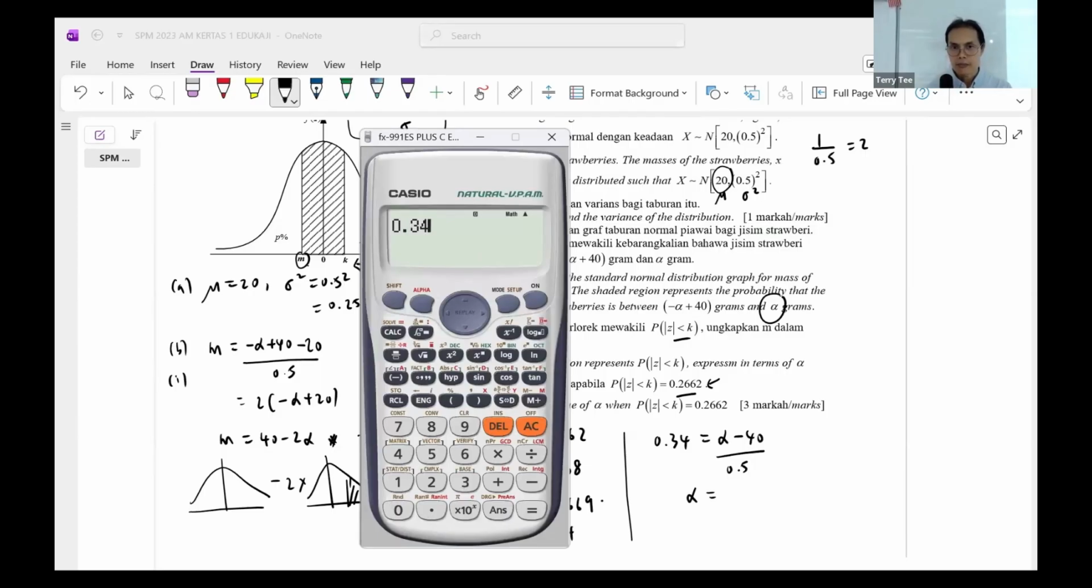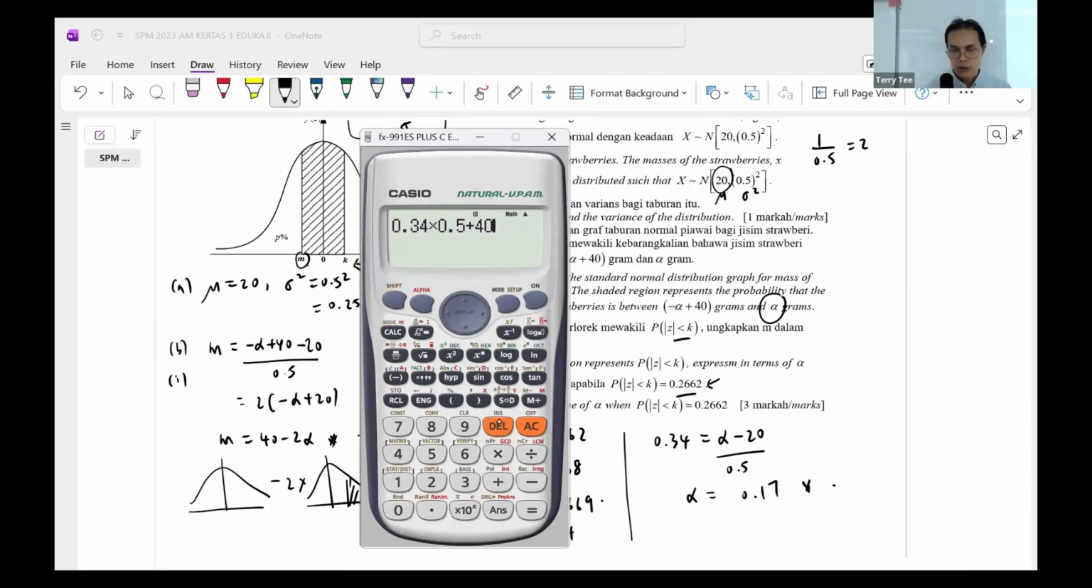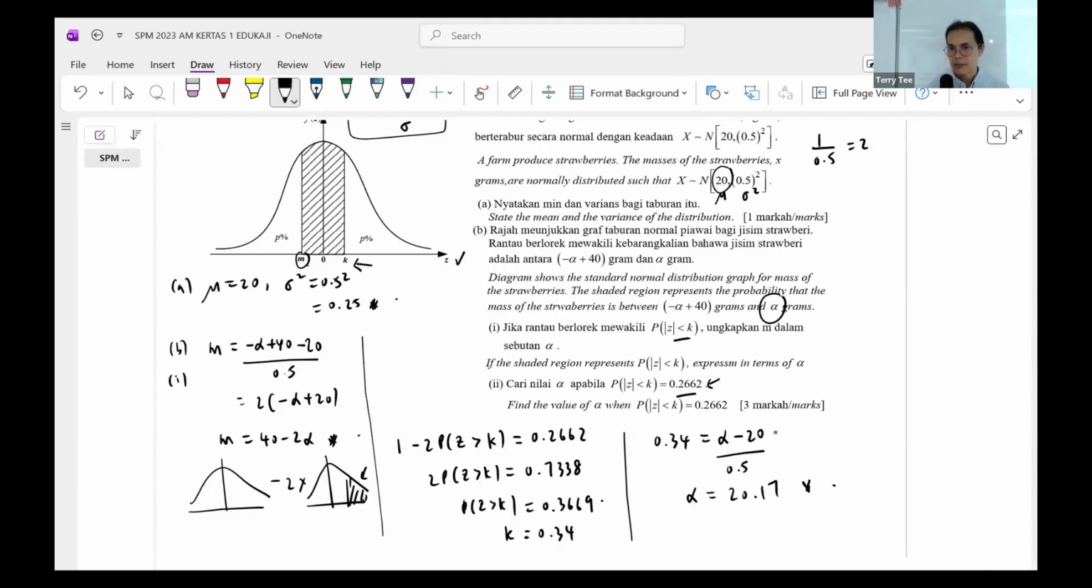Okay, so let us take 0.34. You multiply by 0.5. Then you plus with 40. What's your alpha? 40.17. Yeah, that's it. This is 20, not 40. So it's 20. Your mean is 20. So half of 0.34 plus 20. Your answer is 20.17, not 40.17. Yeah, your mean is 20, not 40.